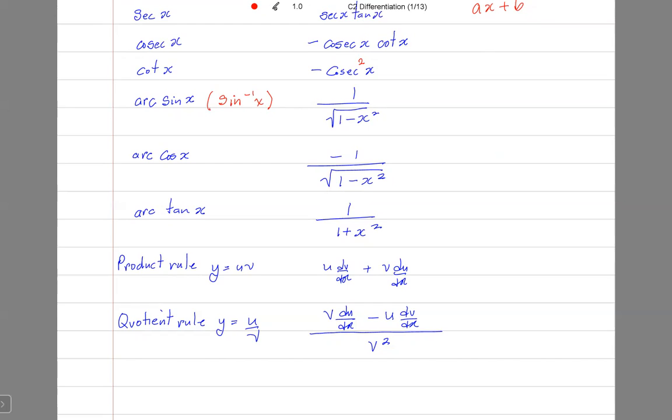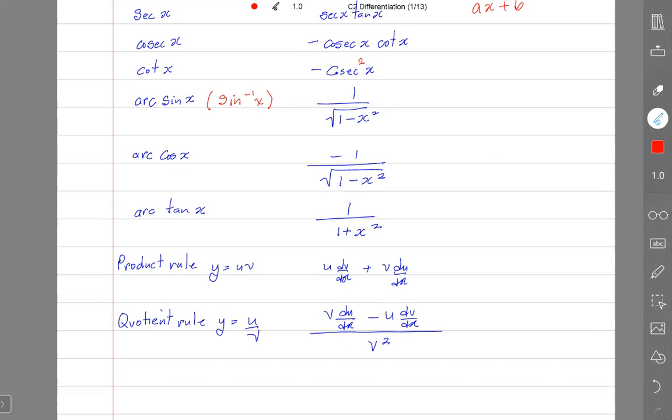The quotient rule says if y is equal to u over v, where u and v are functions of x, the derivative of y would be v multiplied by du over dx minus u multiplied by dv over dx over v squared. All right, so these are the standard derivatives. And as we progress in the lesson, the ones that you don't know how to do from scratch, you will learn how to do it.